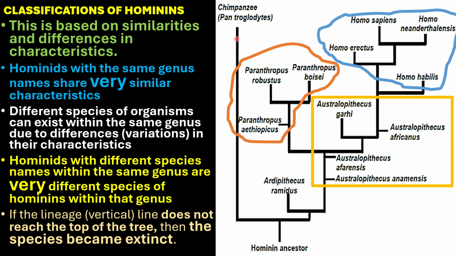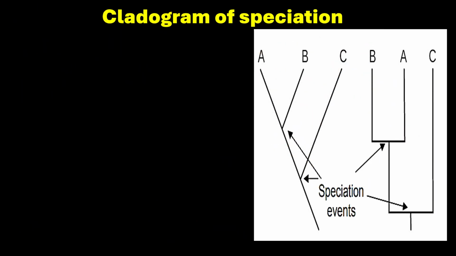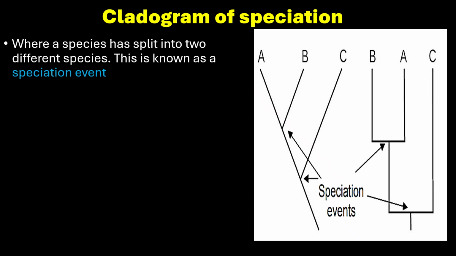The longer the line, the more existing the organism. The shorter the line, that means the organism is extinct. Good. All right. So we go on to this cladogram of species. Let's try and understand what's going on here. Over here, you can see the line is going up, and then there's a split here. In the same way, there's a split here.